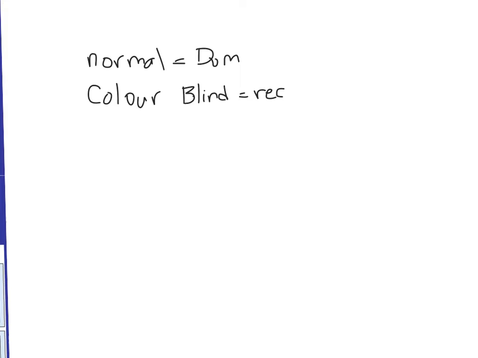Now, normal vision is dominant over color blindness. Bear with me as I write this all out. So normal is dominant, colorblind is recessive. If one thing is dominant, then we are going to give it a capital letter, just the same as you would in Mendelian genetics. So we're going to give that a capital letter, and this is going to get a lowercase letter.